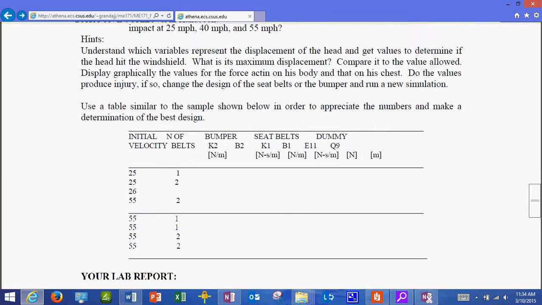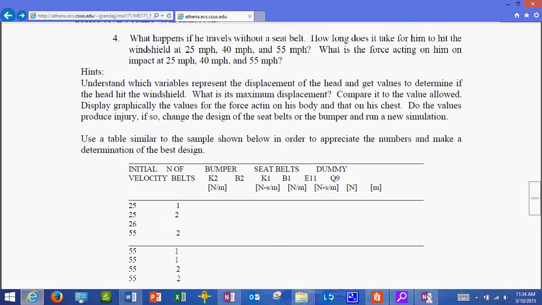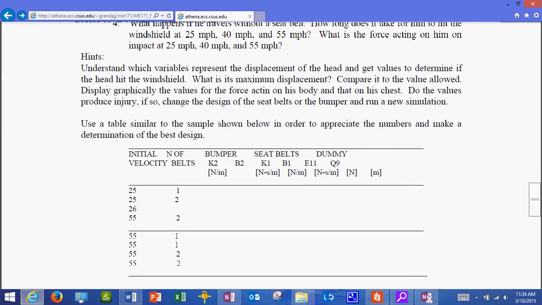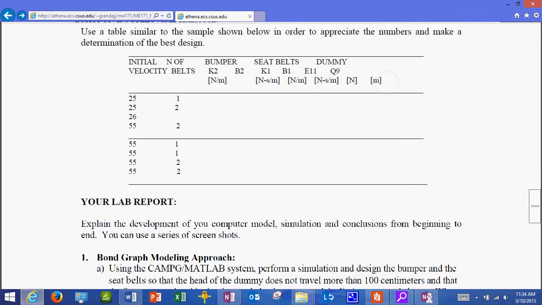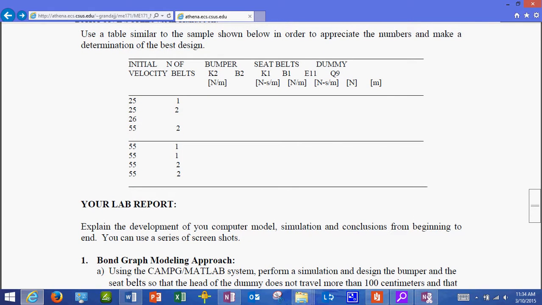And here are some hints. Understand which variables represent the displacement of the head and the values to determine if his head hit the windshield. What's the maximum displacement? All those things. I'm suggesting to make a table like I showed you in here.